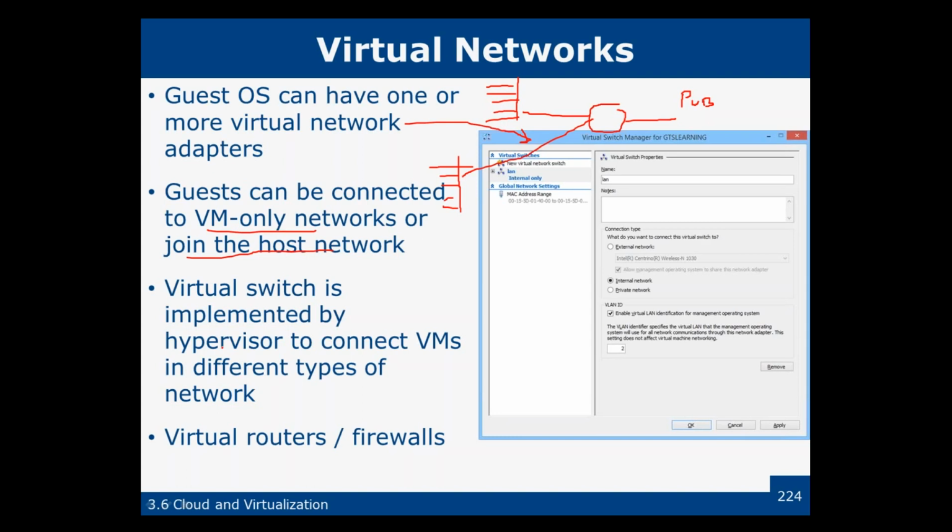The virtual switch is implemented by the hypervisor to connect the VMs in different types of networks. And typically what we did was we just create a network and then connect them. When you've done the NICs on these machines, I think you've seen that there's a drop-down box with several networks available that you can connect to: private network, public network, different ones, depending on how many you need.